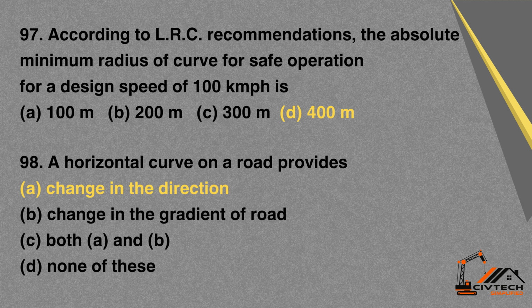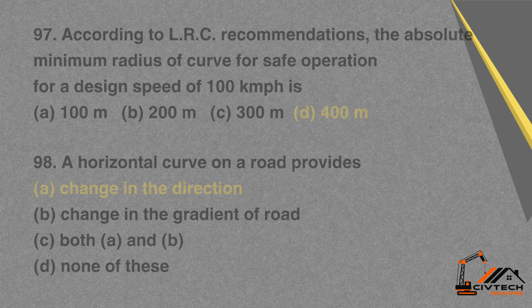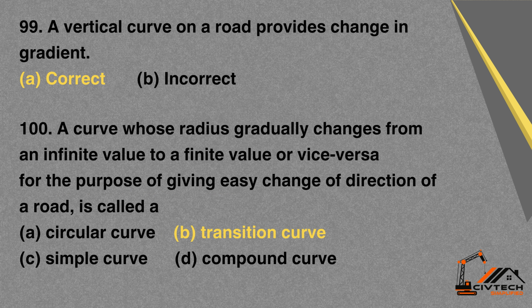98. A horizontal curve on a road provides: A. Change in the direction, B. Change in the gradient of road, C. Both A and B, D. None of these. Correct option: A. Change in the direction. 99. A vertical curve on a road provides change in gradient. A. Correct, B. Incorrect. Correct option: A. Correct.